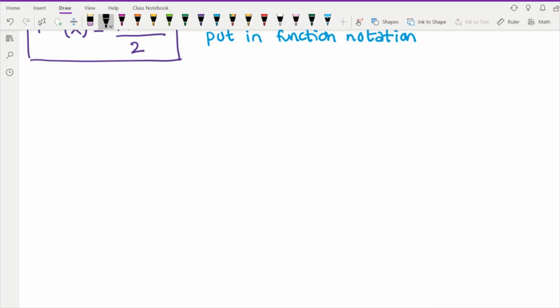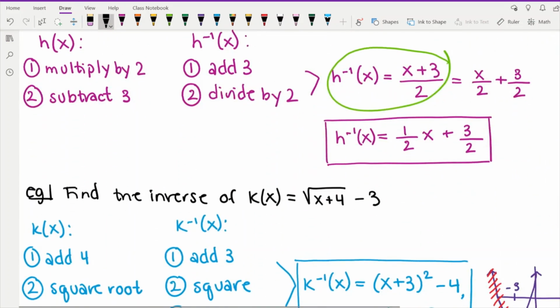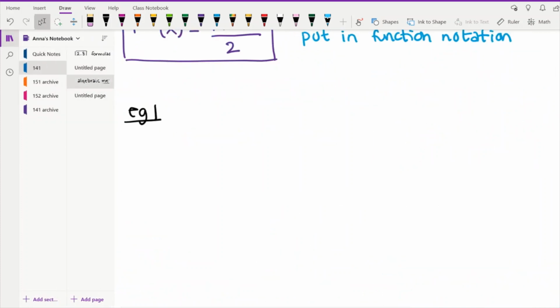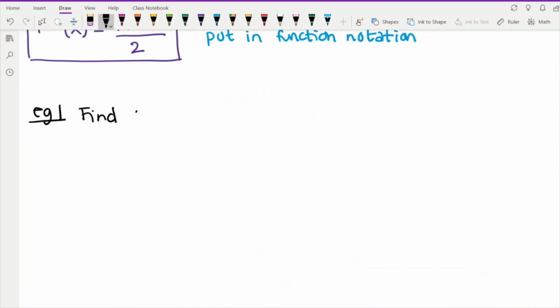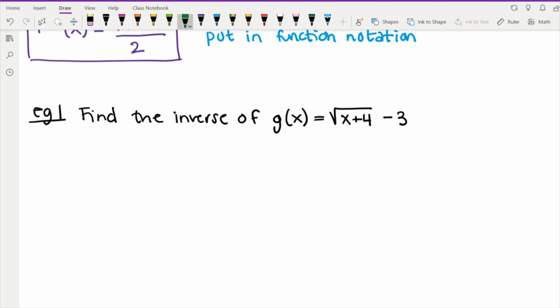So this next example will be another one that we already did earlier, just to really see how it works. So let me make sure that I'm copying the right one. Yeah, let's do square root of x plus 4 minus 3. Okay, so how are we going to do this? We're basically just going to take our function and set it equal to y instead of g of x. So we're saying y is equal to the square root of x plus 4 minus 3.